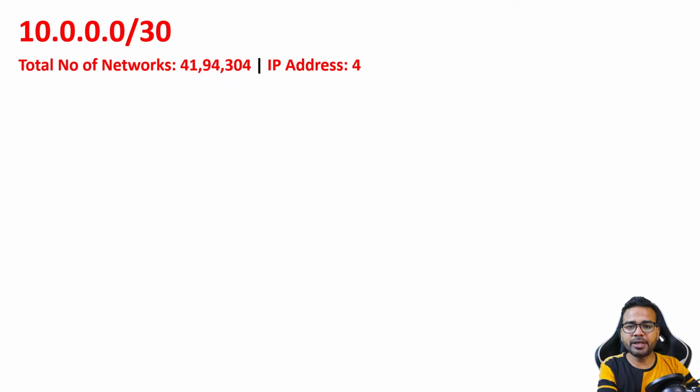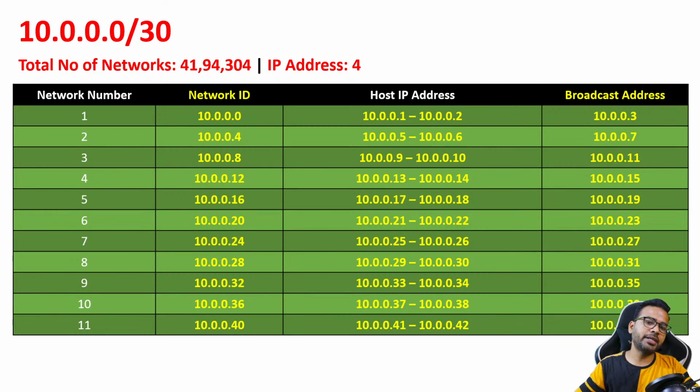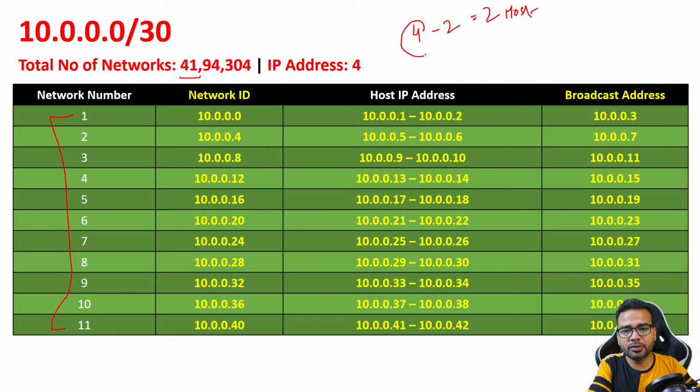Now here I have created a chart so that you can easily understand. We have n number of networks, in total 41 lakhs networks, and here I have shown you only the first 11 networks' network ID and broadcast ID. How can you find the network ID? You just have to find the total number of IP addresses. On each network we have 4 IP addresses. If you subtract 2 for the network ID and broadcast ID, it becomes 2 host addresses.